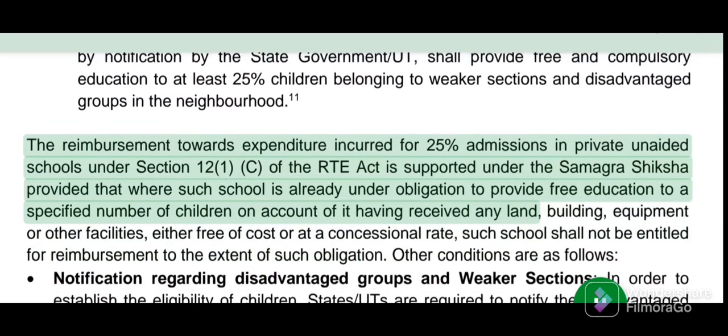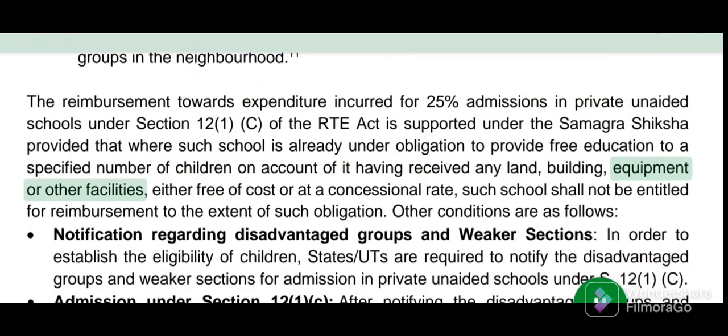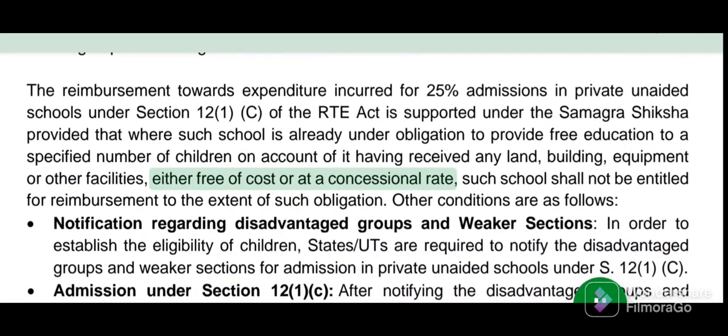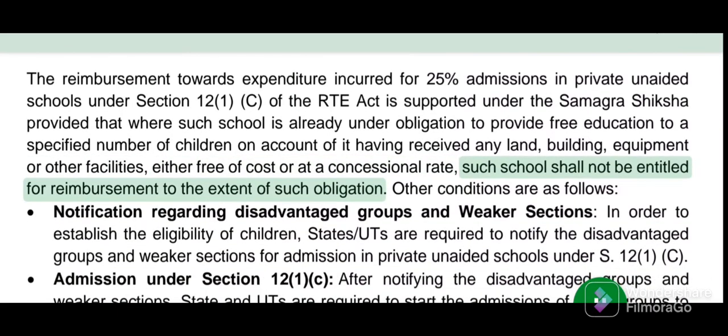The reimbursement towards expenditure incurred for 25% admissions in private unaided schools under Section 12(1)(c) of the RTE Act is supported under the Samagra Shiksha, provided that where such school is already under obligation to provide free education to a specified number of children on account of it having received any land, building, equipment or other facilities, either free of cost or at a concessional rate, such school shall not be entitled for reimbursement to the extent of such obligation.